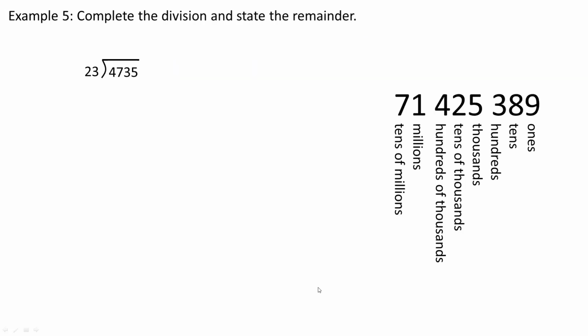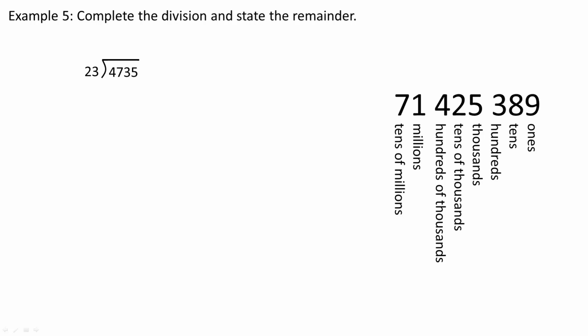Okay, last page, we're going to do a division here and then talk a little bit about place value before we end the tutorial in number sense. So complete the division and state the remainder. So we're dividing 23 into 4,735. So first of all, you look at 23. Does it divide evenly into 4? Well, 4 is a single-digit number, so certainly a two-digit number doesn't go into it. So then you look to the next number, okay, 47. Does 23 go into 47 one or more times?